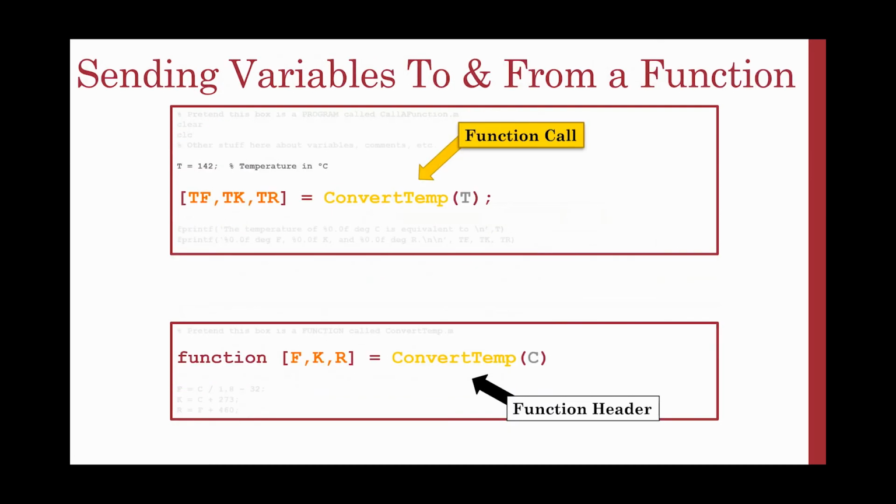The function call and the function header have the same function name, so I'm calling the function convert_temp. The word function only appears at the start of the function header. It is not in the function call. It's in the function header because we are telling MATLAB we are defining a function.